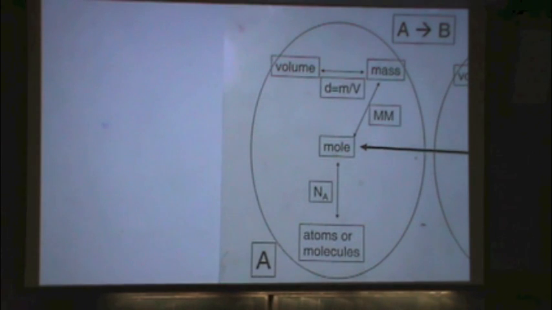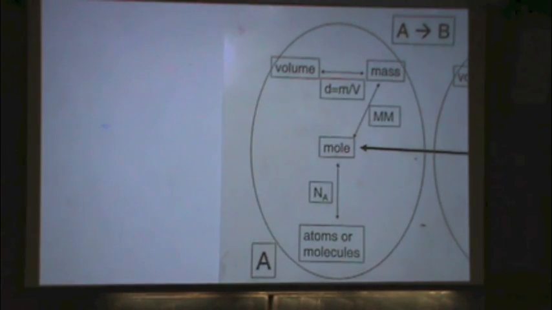Let's say we're talking about compound A. If I know the moles of compound A, as we learned in chapter 2, you can use Avogadro's number to convert to atoms and molecules. You can also go to moles using molar mass. Go up to mass, or you can convert from mass to volume using the density. So this is all kind of chapter 2 stuff.